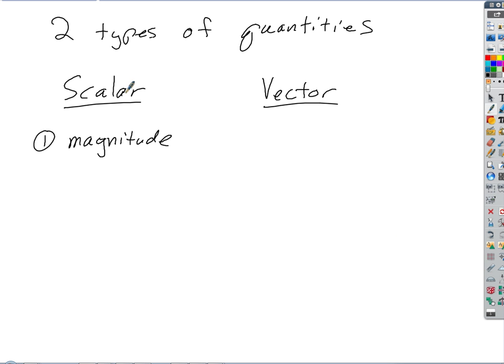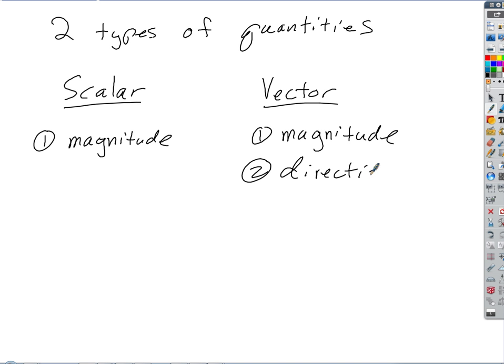So scalar has only magnitude, and you already told me that a vector has direction. It has magnitude and direction. In fact, it's got two parts. It's got a number part, a magnitude, and a direction. Give me an example of a scalar quantity. Speed. Yeah, it makes sense.